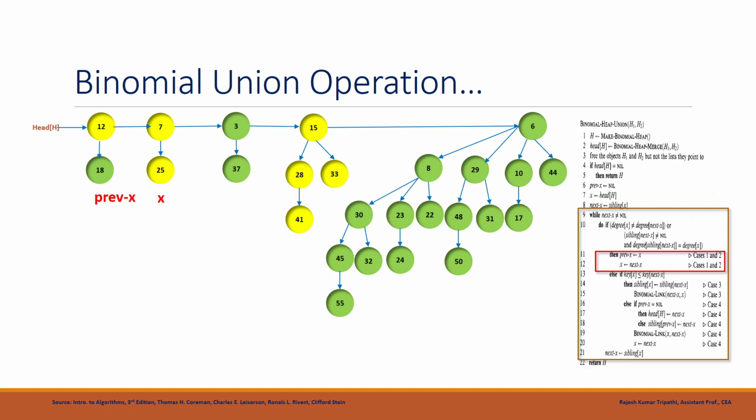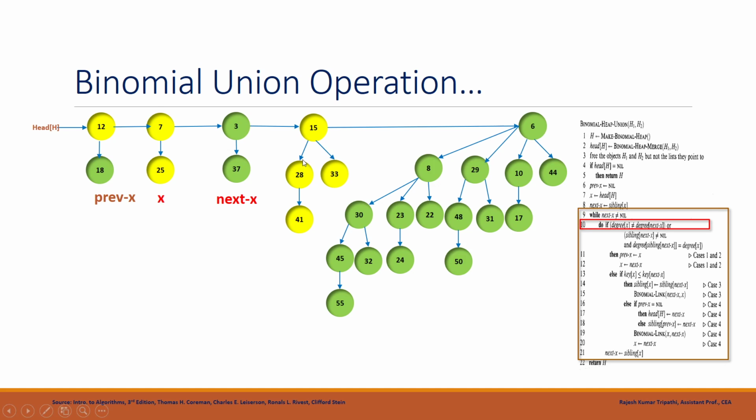Okay, so in this situation your previous x, which was pointing to nil, will come here, and x will move to the next, and the sibling of x will be next x. This will become the next x. After this, we again come back to the while loop and check here, next x not equal to nil. Yes, it is not equal to nil because it is pointing to this one.